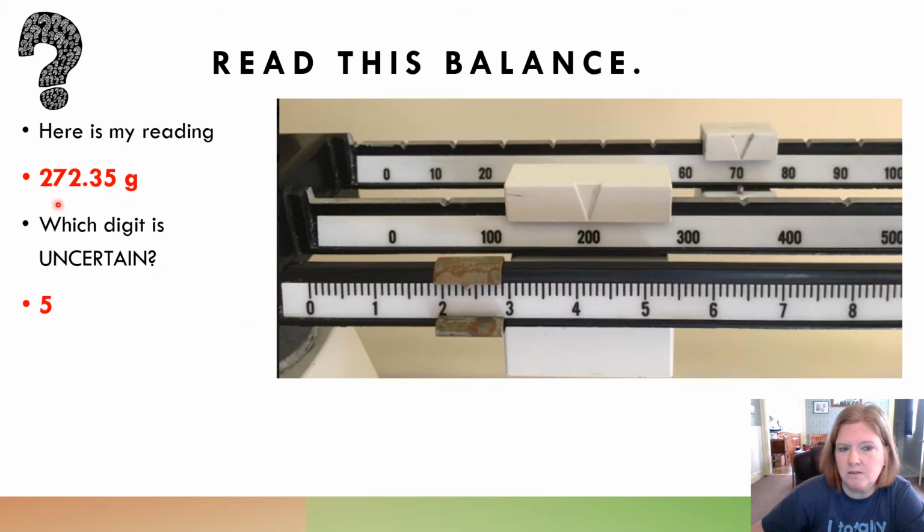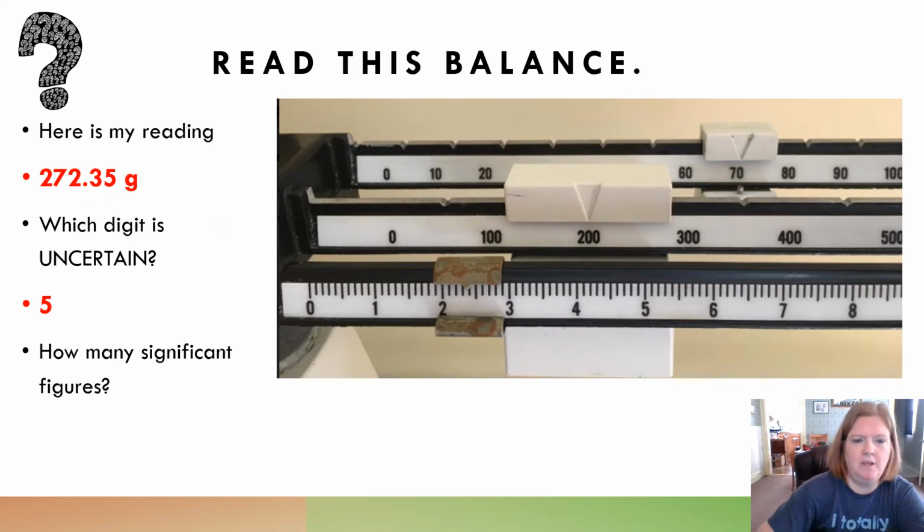Why is that uncertain? Someone else might record this as 272.34 or 33 or 36. This is where there could be variability. We should all have these digits the same. Those are certain. This last one is the estimate. It's the guess. This one could be different. So when you looked at this, you may have had a different number here. The rest should have been the same. So how many significant figures does it have? Well, those are all not zeros, so it's 5.